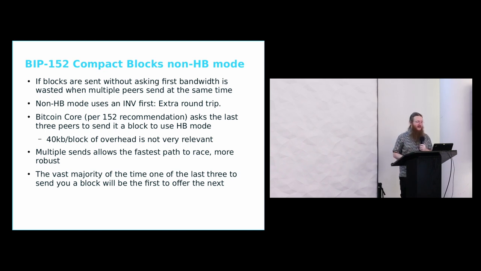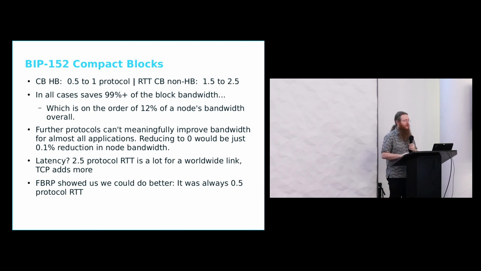So, summarizing compact blocks, these two modes: the high bandwidth mode takes half a round trip time, just sent in one direction, up to one if there were missing transactions. And the non-high bandwidth mode takes 1.5 to 2.5 round trip times. But in all these cases, whether or not you're in high bandwidth mode, in all cases, compact blocks saves over 99% of the bandwidth of sending blocks. Which sounds really impressive, except you have to keep in mind that that is 99% of 12%. So it doesn't make that big a difference. But it does make a difference, and that's what compact blocks was designed to do.